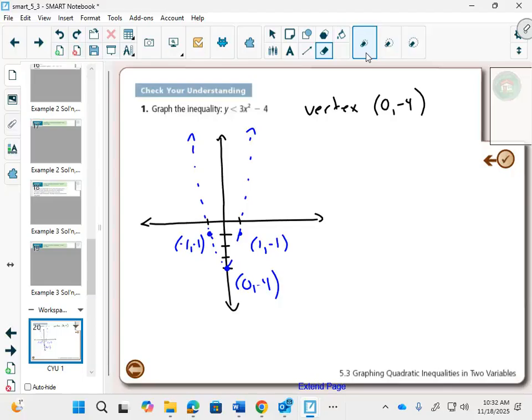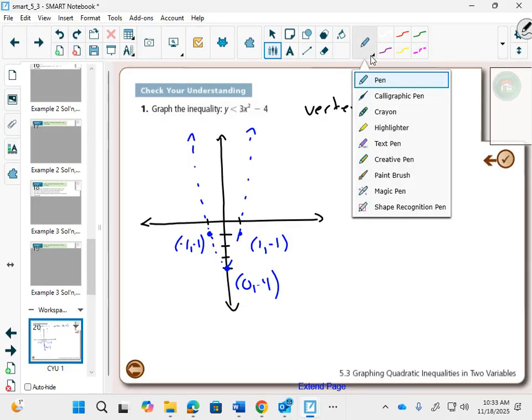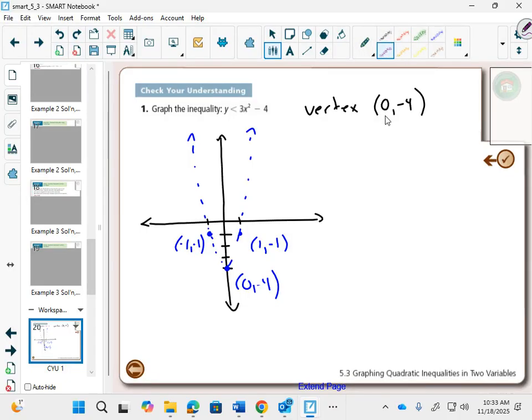So two things you could do when figuring out where you're going to shade. I see that it's y less than. If it's less than that parabola, that's going to be below. So I know that my shading is going to be below.